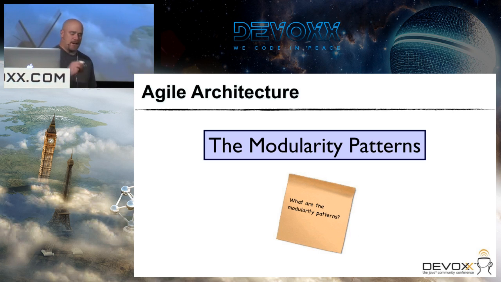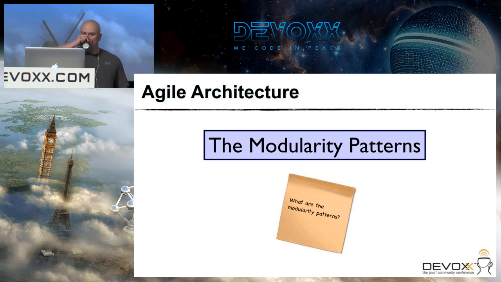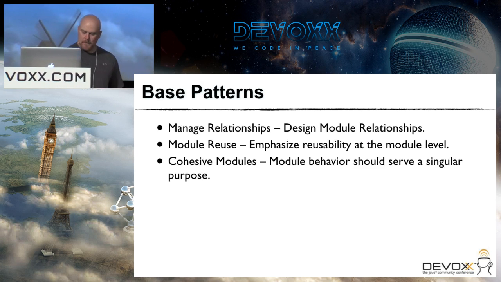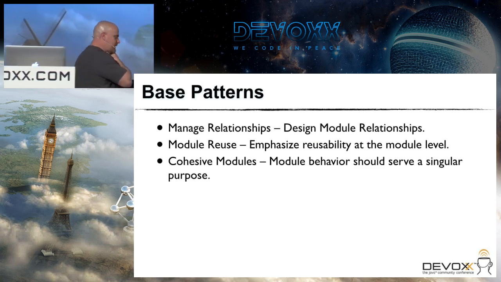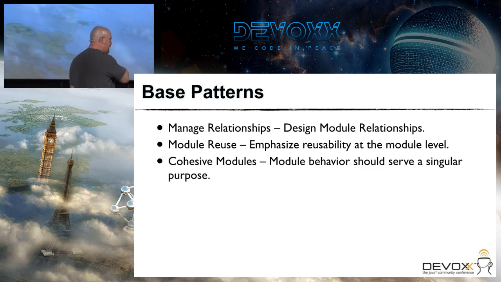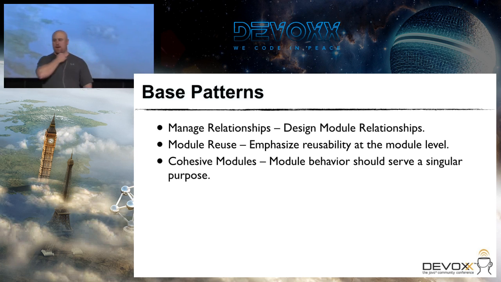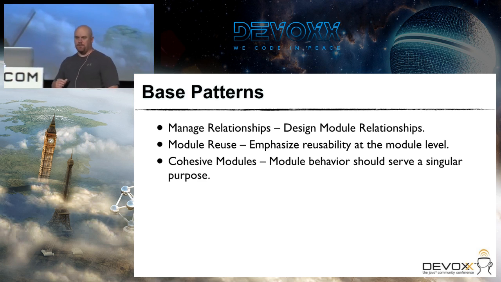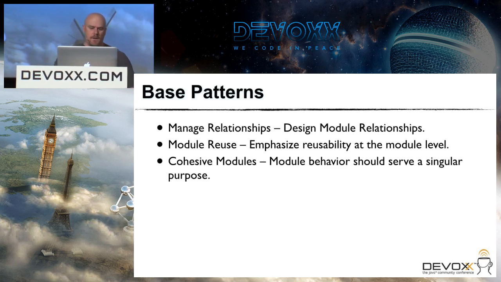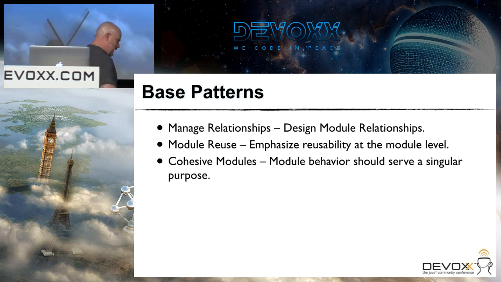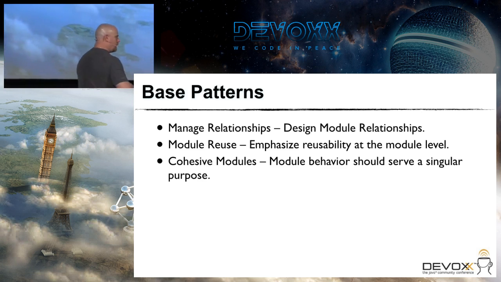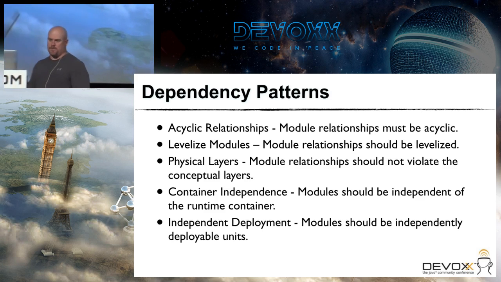So this brings us to the modularity patterns. There's 18 patterns divided into roughly five different categories. I should probably know that, right? Five different categories. The first are the base patterns. These kind of lay the premise for designing modular systems.